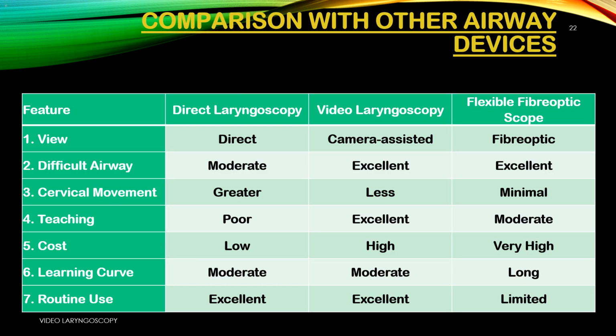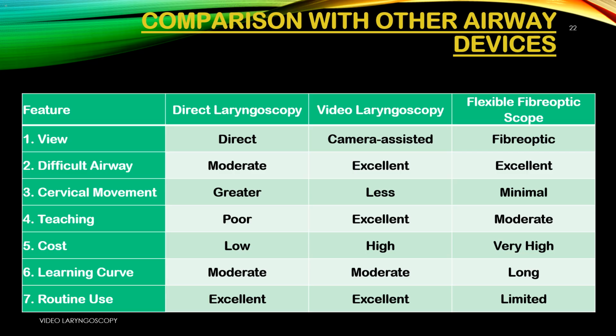Comparison with other airway devices. 1. View. Direct laryngoscopy: direct view. Video laryngoscopy: camera-assisted. Fiberoptic: flexible scope. Explanation. Direct needs line of sight. Video uses a camera on the blade. Fiberoptic uses a scope through the airway.